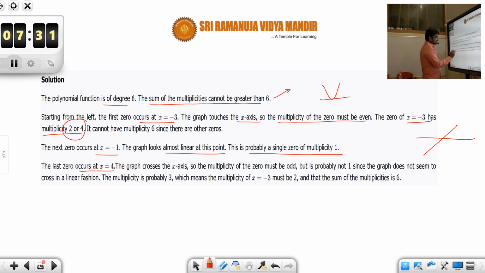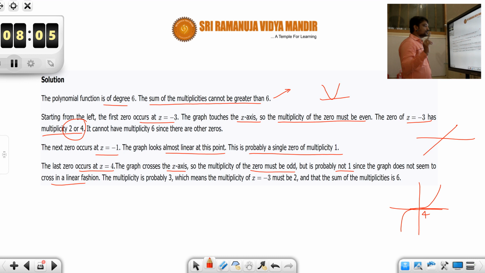And then the last 0 occurs at x equals 4. The graph crosses the x-axis, so the multiplicity of the 0 must be odd, but is probably not 1, since the graph does not seem to cross in a linear fashion. See here, the graph is not crossing linearly. You will see that it is flattening out at this point, x equals 4. Since it is crossing the axis, it should be of odd multiplicity, but since it is not crossing in a linear fashion, 1 could be ruled out. So you are left with only 3, 5 and so on.